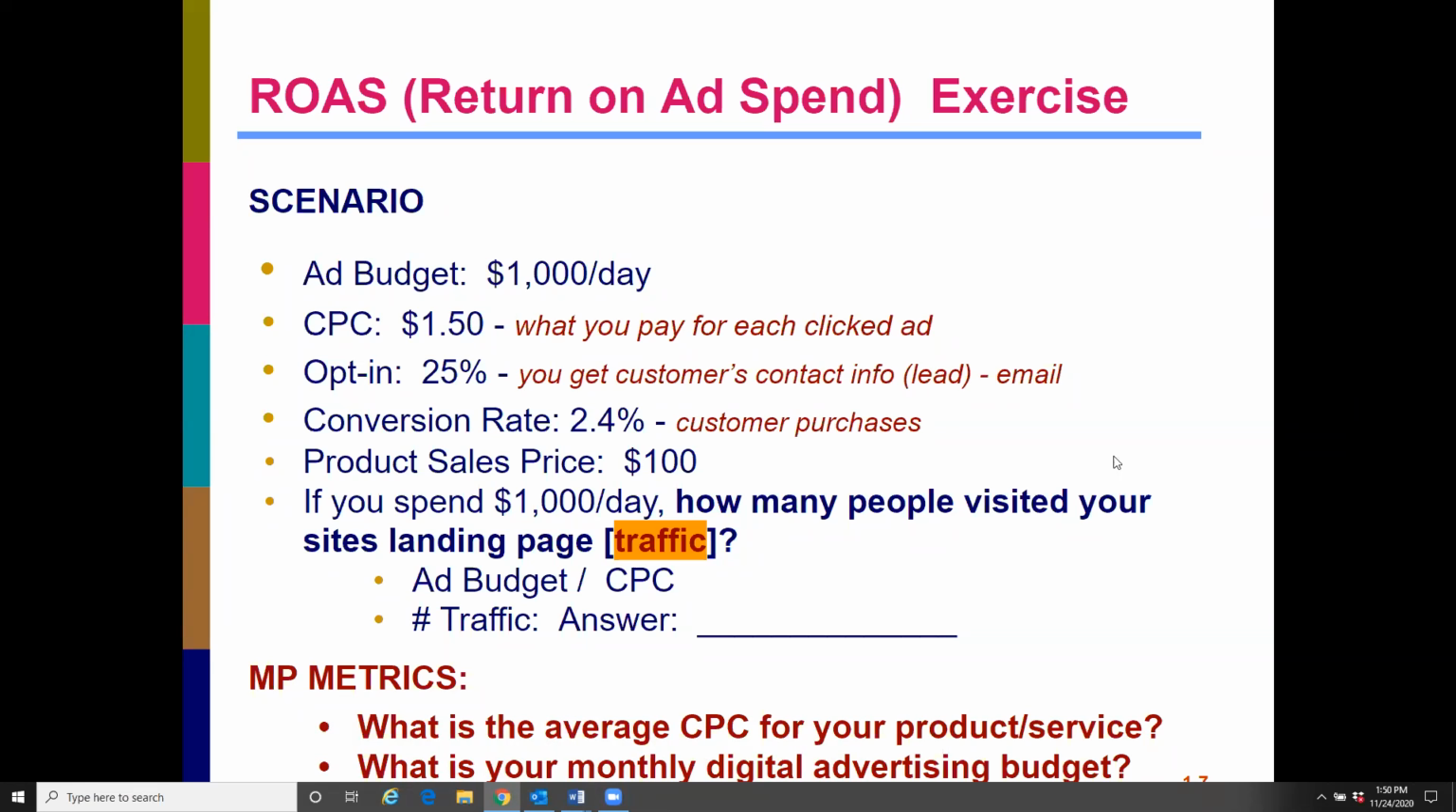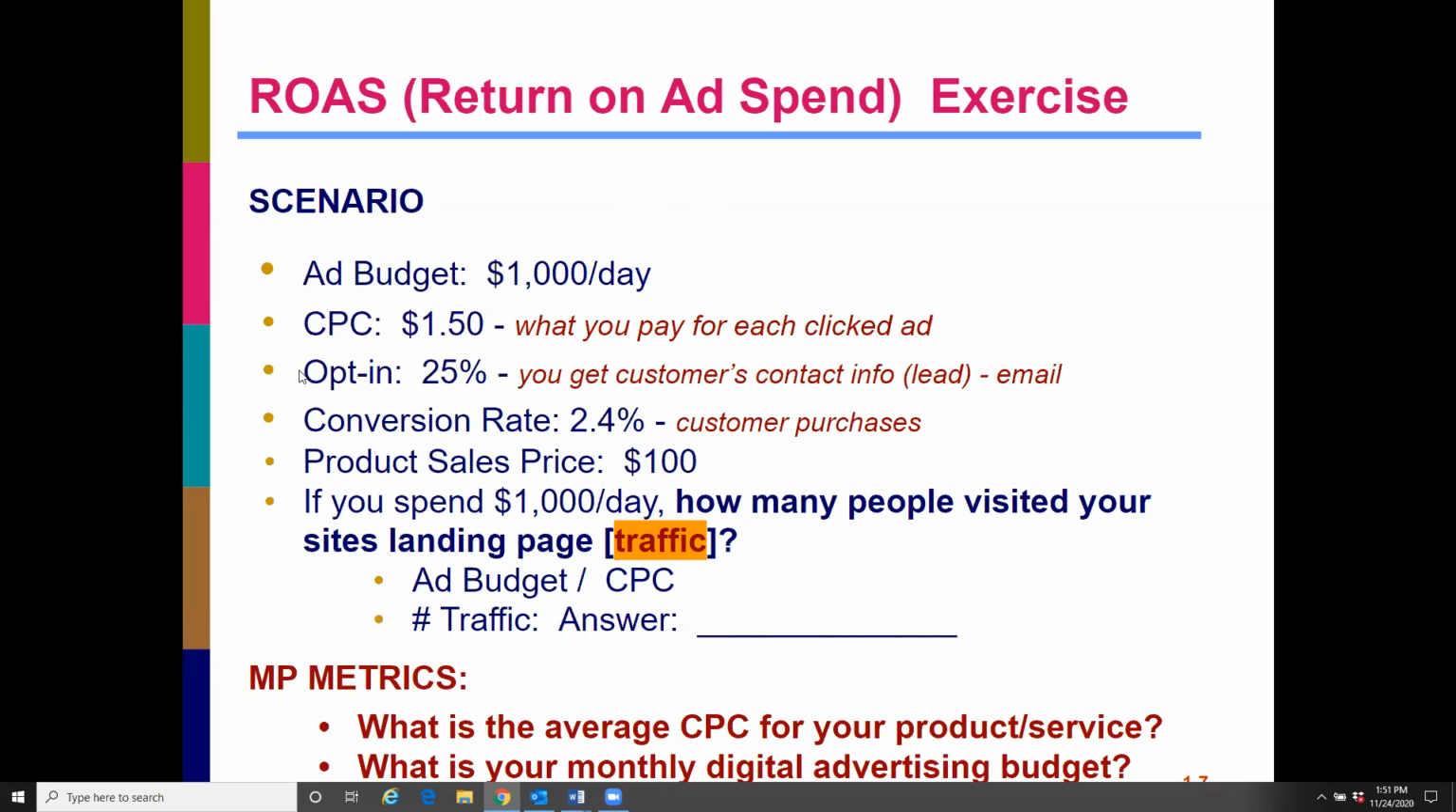Okay, so our first number here is, let's assume this, and go ahead and jot this down on a piece of paper if you have it in front of you. If not, maybe open up a Google Doc so you can have these numbers in front of you. Let's assume you have an ad budget of $1,000 a day. Big budget, right? That's about $365,000 a year. And let's assume your average cost per click is $1.50. You can easily do a Google search and find out what's the average cost per click for your industry. But let's assume your cost per click is $1.50.